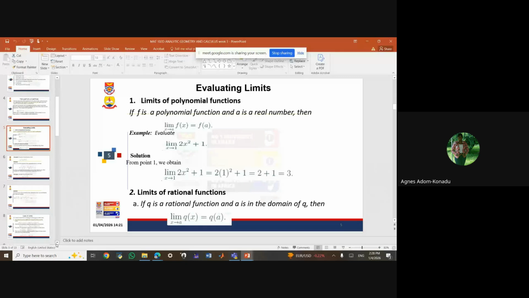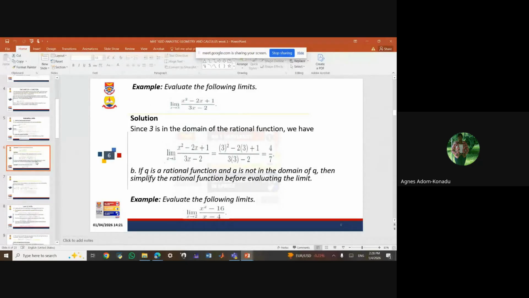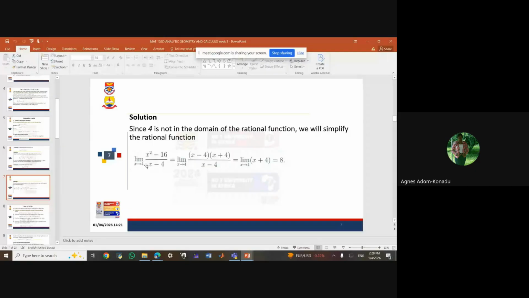And we said that to find the limit of a rational function, we have to look for the domain of the function. If the given a is in the domain, then we just substitute the a into the function. But if it is not in the domain, we have to simplify. So this is an example: find the limit as x approaches 4 of x squared minus 16 over x minus 4. We saw that 4 is not in the domain. So in this case, we have to simplify before solving it.